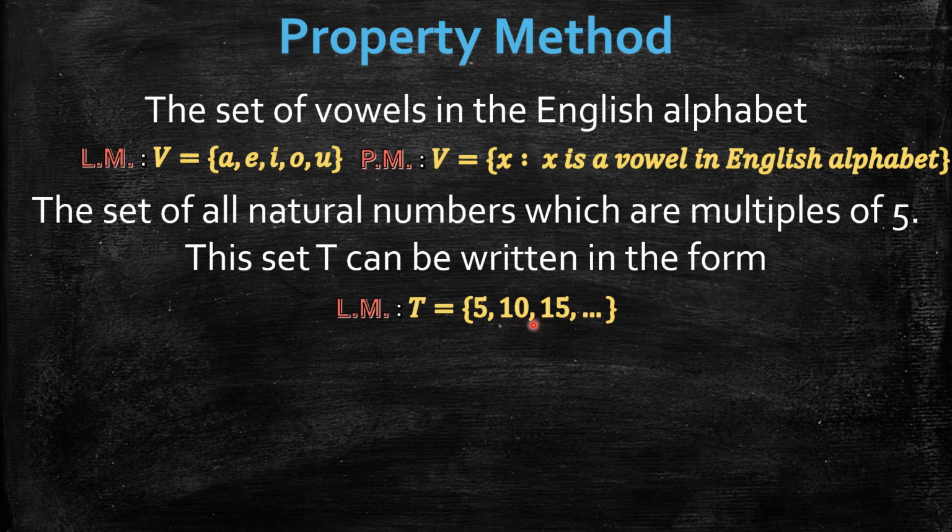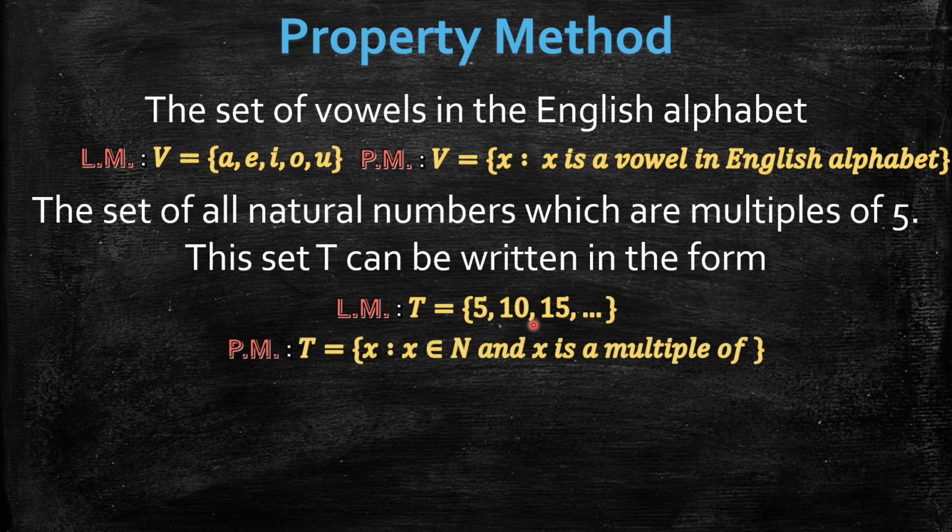Now if I write the same set using the property method, I will write this. Capital T is equal to X such that X belongs to N, meaning X is a natural number, and X is a multiple of 5. So this set also can be written in another, shorter form, like this. T is equal to X such that X is equal to 5n and n belongs to capital N. So here I have written a shorter form of the same set, and these two denote the same set.